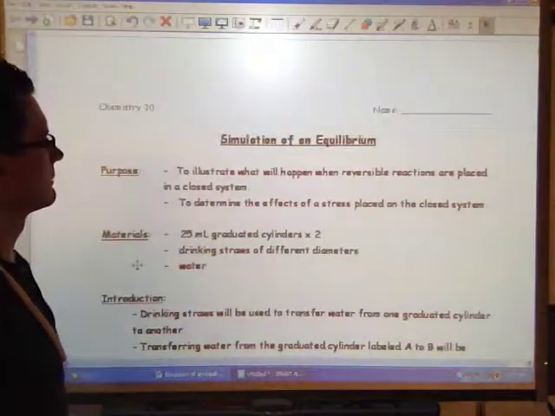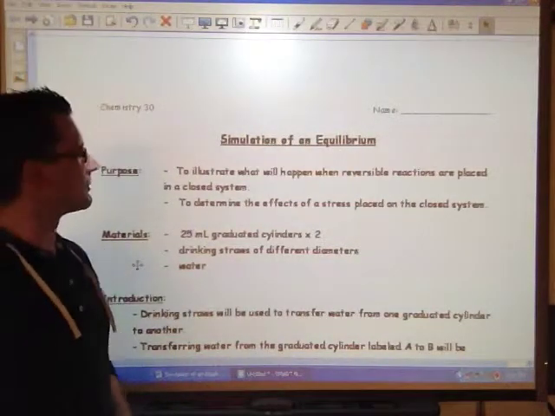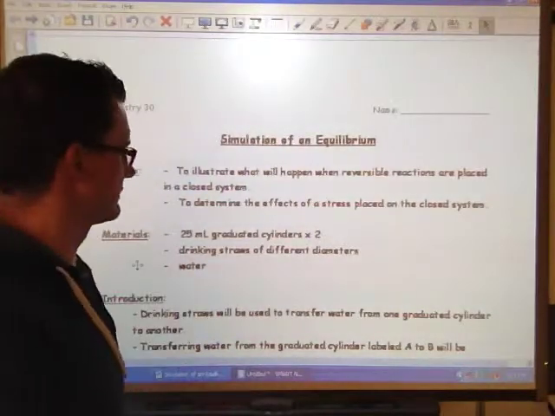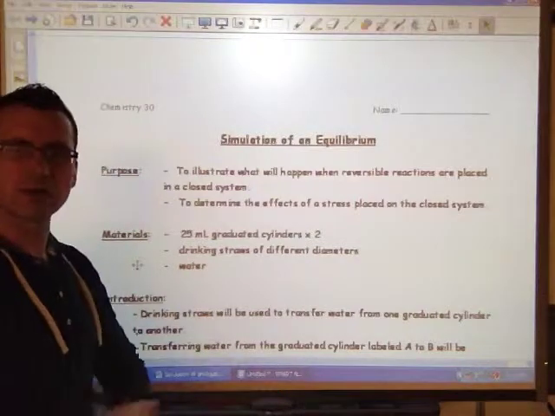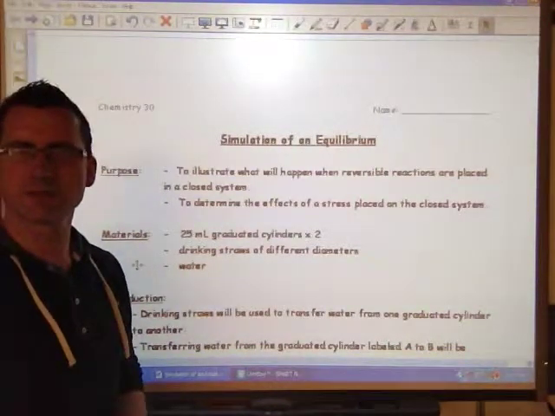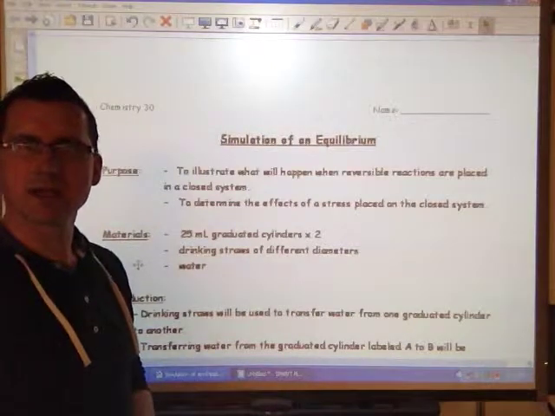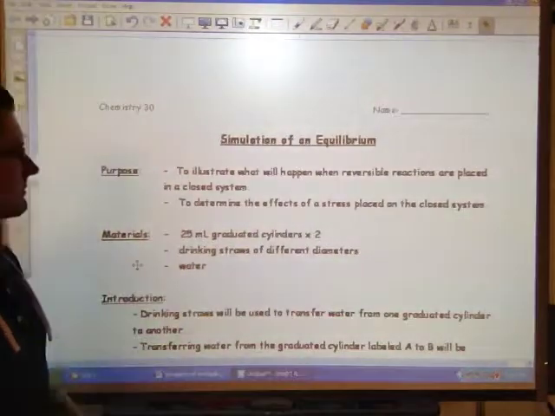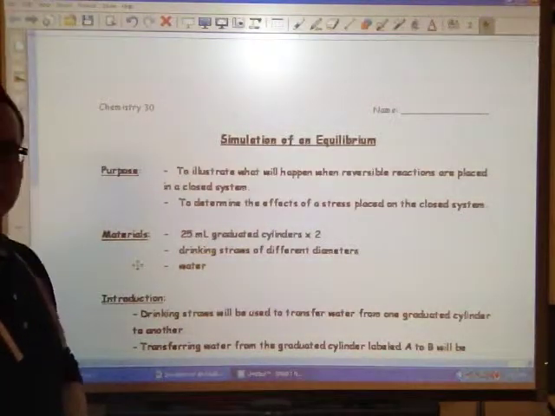Simulation of chemical equilibrium. So before we get into the equilibrium section, I have this interactivity for you to do. It's kind of a neat thing. It really explains a lot about chemical equilibrium, and it provides a real-life analogy for you that hopefully will make the whole equilibrium section make sense. So the purpose is to illustrate what will happen when reversible reactions are placed in the system.